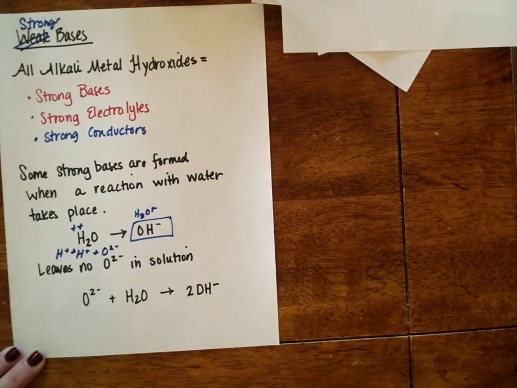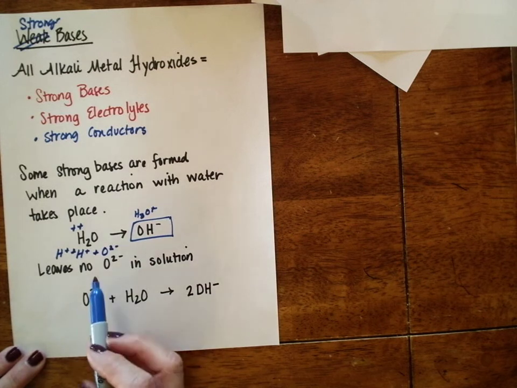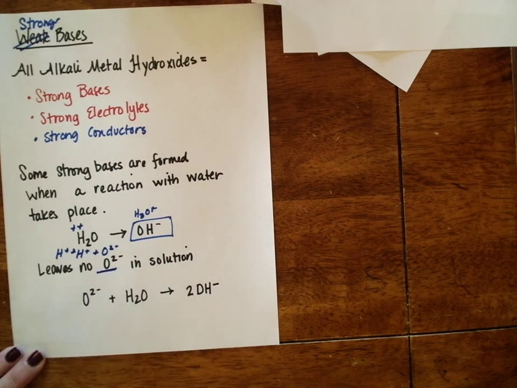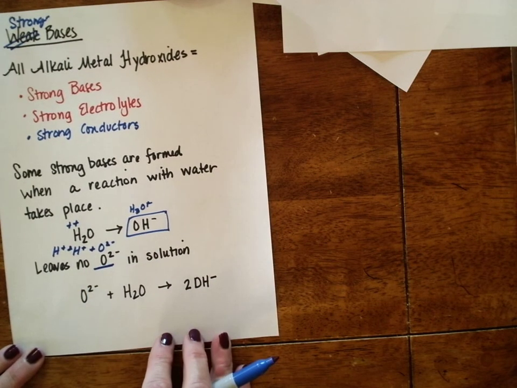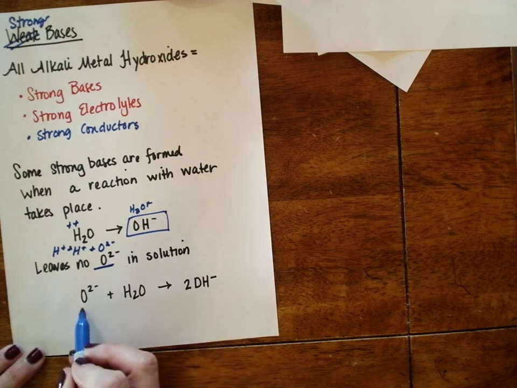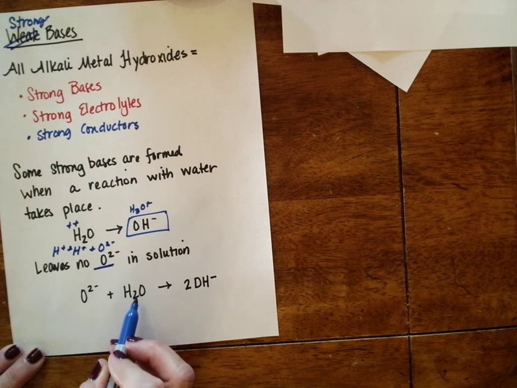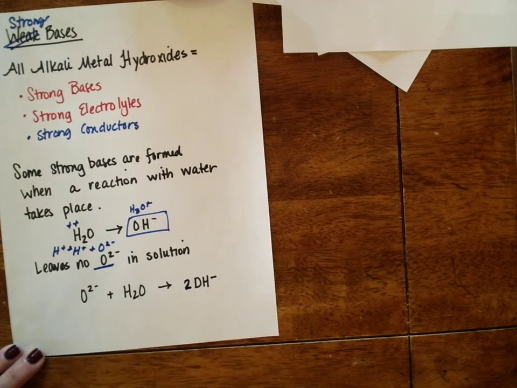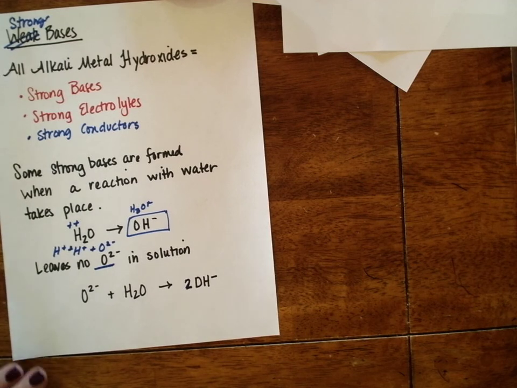So when I have a base in solution, essentially I have no O2 minuses, no oxide ions left in that solution. When those oxide ions react with water, I end up with 2 hydroxide ions. So there's no free oxygen normally floating around in these solutions. And that's just a little overview.